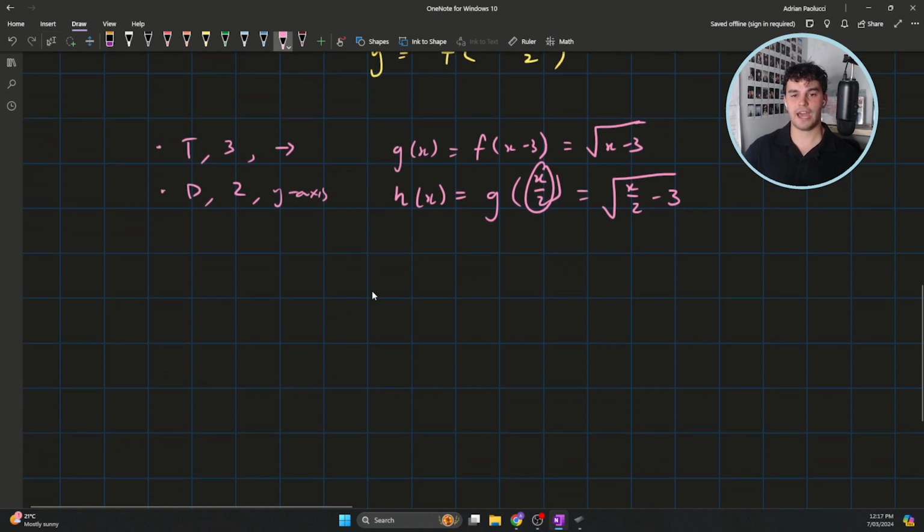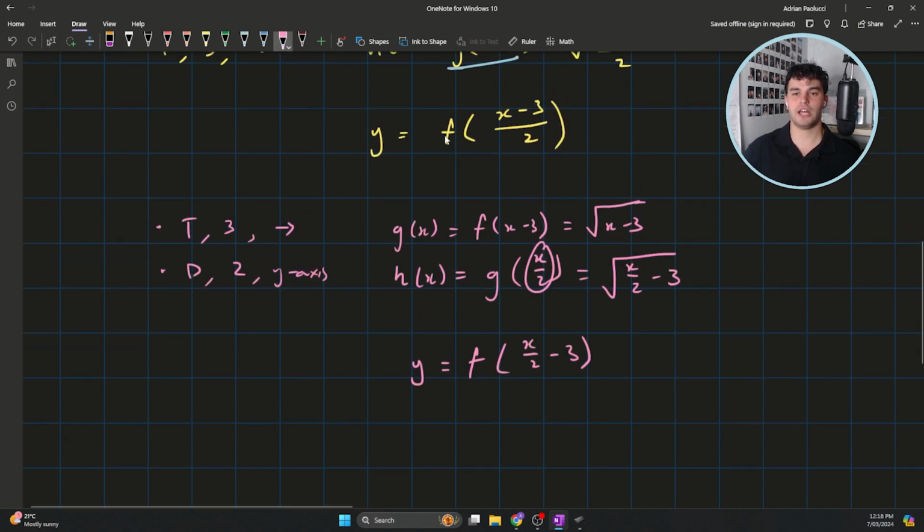So in this case, our final image equation, if we want to represent it in functional form, is y is equal to f of x on 2 minus 3. I believe so. Yeah, which looks slightly different to this, but that slight difference does make a huge difference when it comes to getting your final equation.